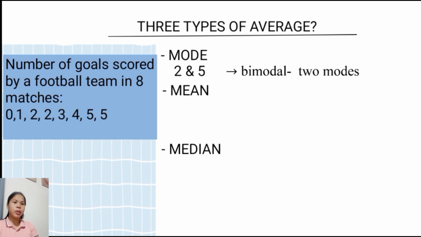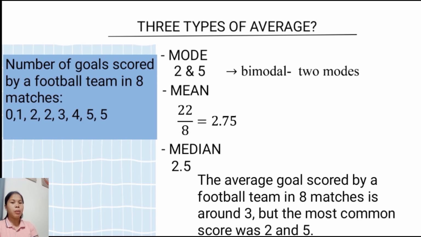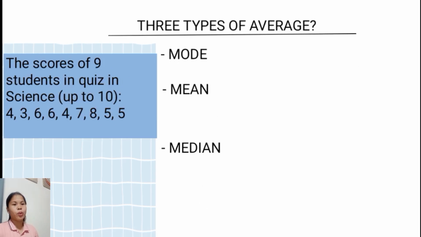For our mean, we just need to add them, so that is a total of 22. We divide it by 8 scores. 22 divided by 8 would be 2.75. For our median, since there are 8 scores, the 2 and 3 will be added and divided by 2, and we get 2.5. So the average goals scored by a football team in 8 matches is around 3, but the most common scores were 2 and 5.